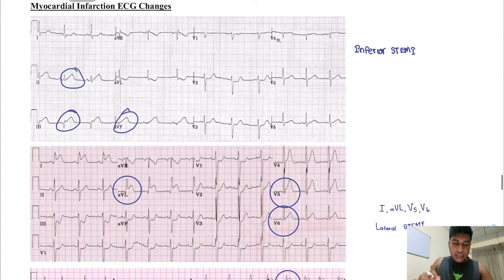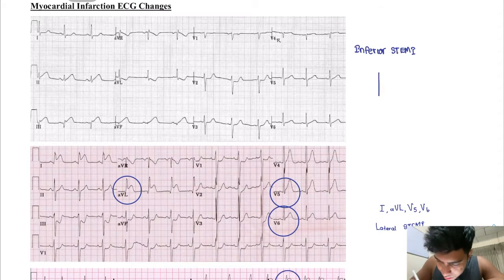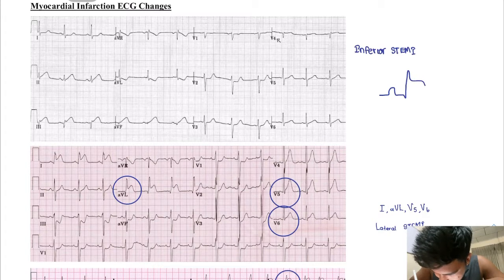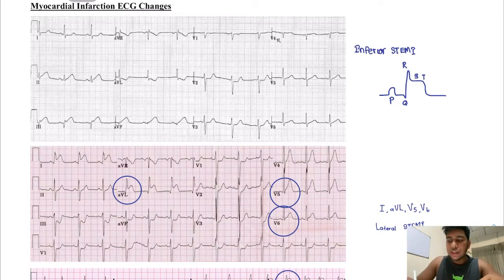Next is the MI changes. So this is where the leads and their location is most important. Remember, if you see an ST elevation, so we have P, Q, R, S and T together, ST elevation, it is called ST elevated myocardial infarction or a STEMI.